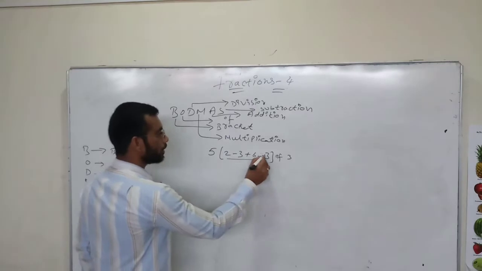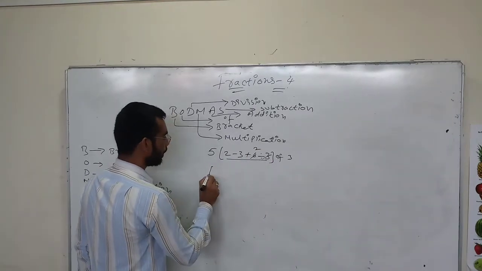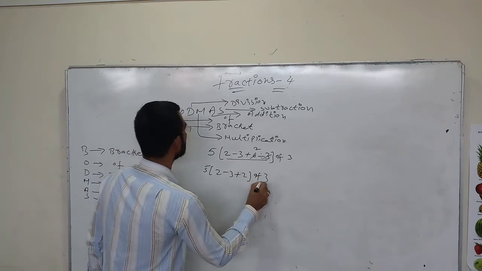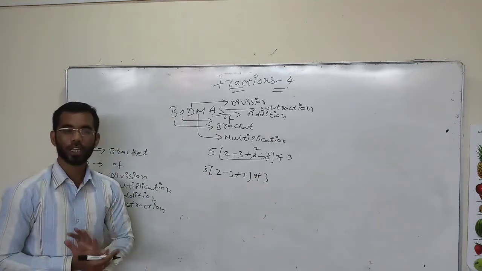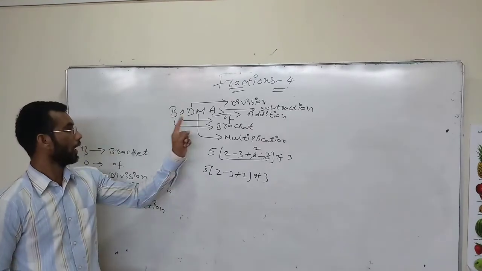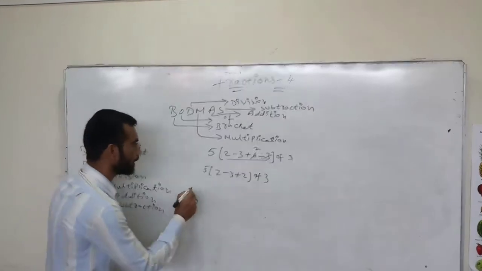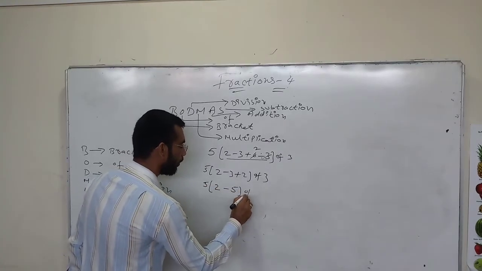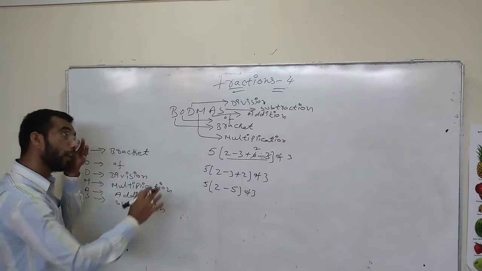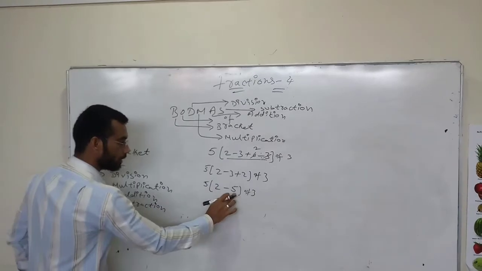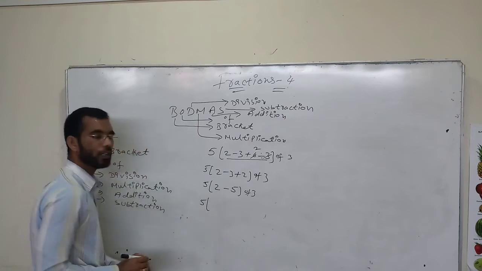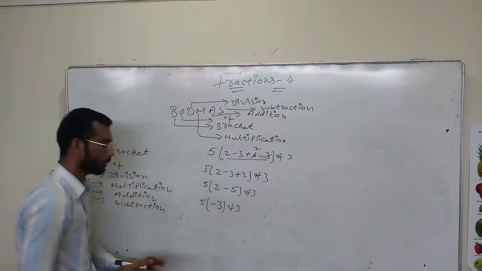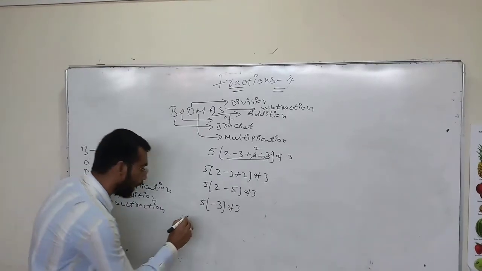Yes, division. Do you find any multiplication in this one? No. Any addition? Yes, go for the addition. Now, do you find any subtraction after this one? Yes, this is the subtraction. 2 minus 5, that is minus 3. Finish.